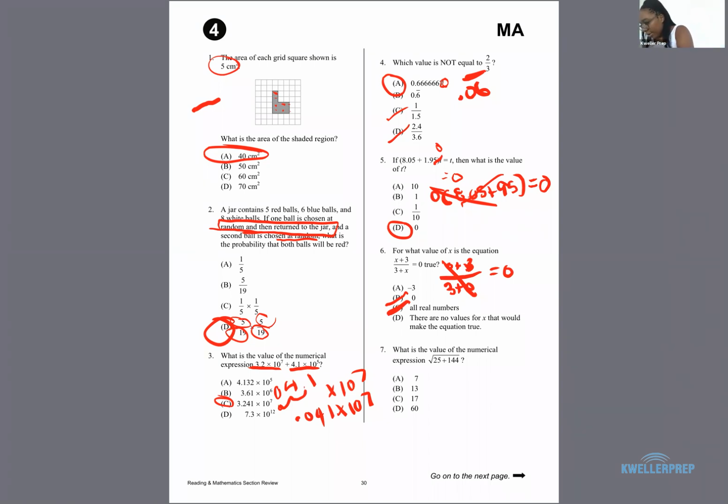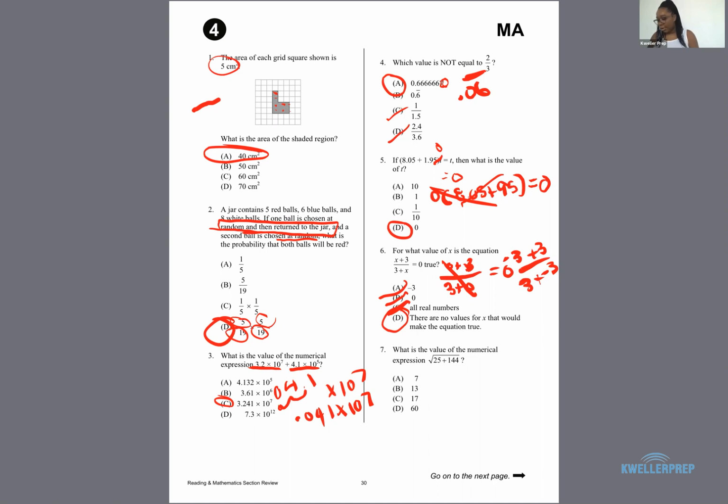So now A, -3 plus 3 over 3 plus -3. This would give you a 0 divided by 0 error. 0 divided by 0 does not equal 0. So 0 divided by 0 is not real. There's no answer. That's a divide by 0 error. So A can't be the answer. Therefore, D is the answer because out of all the ones that we crossed out, this is the only one left standing.